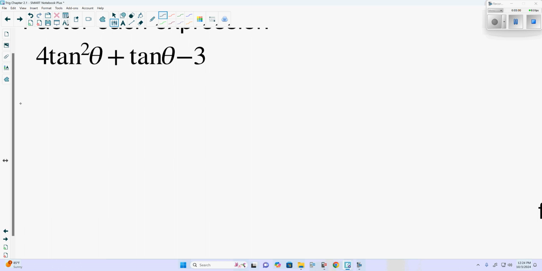4 tangent squared of theta plus tangent of theta minus 3. So we need to factor this. Now we could use U substitution, or we can do our normal factoring. So when we factor this, the first thing we need to be looking for is a greatest common factor, a term or number that will go into all 3 terms. Unfortunately, there is not one. There's not a number that goes into 4, 1, or 3, and we don't have tangent across all 3.